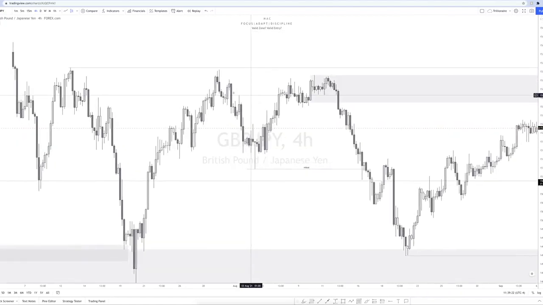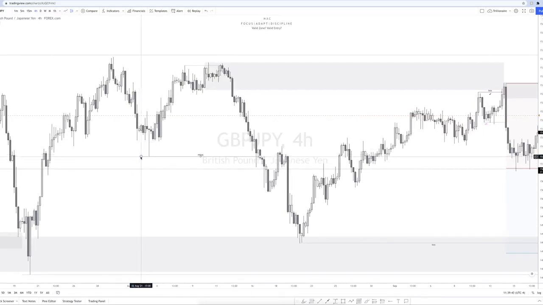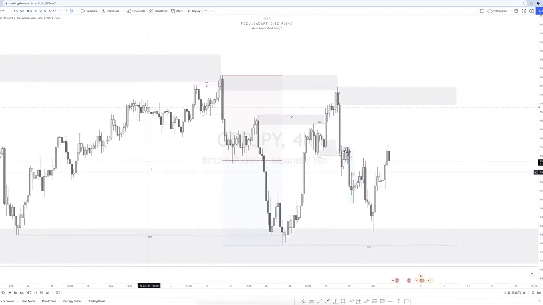In this case, same exact thing. We swept liquidity. With this push to the upside, we mitigated this area here that was responsible for breaking. We didn't really break major structure, but we did break this minor structure here. And then we broke structure to the downside once again. So these areas are very, very important.